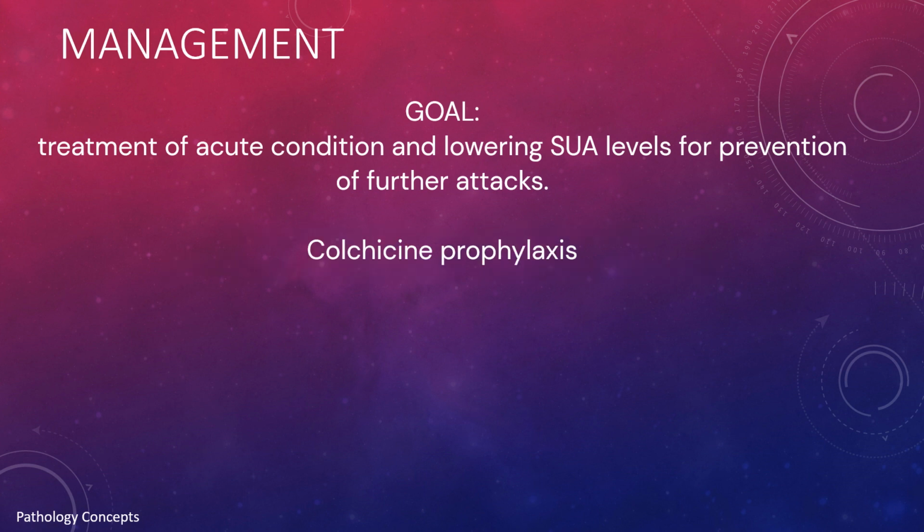Colchicine is comparably effective to other agents if taken within 24 hours of gout flare onset. The subclinical joint inflammation in gout forms the basis for colchicine prophylaxis.